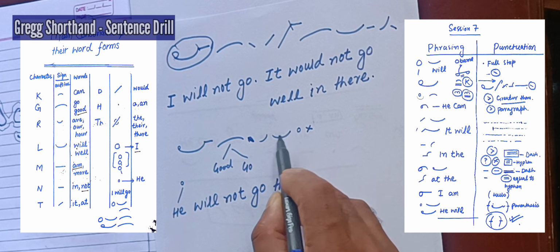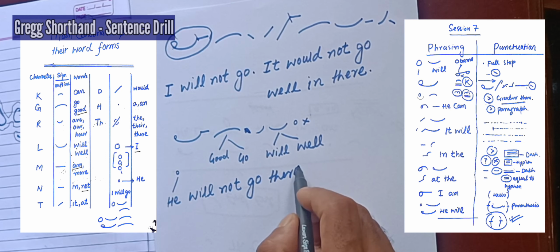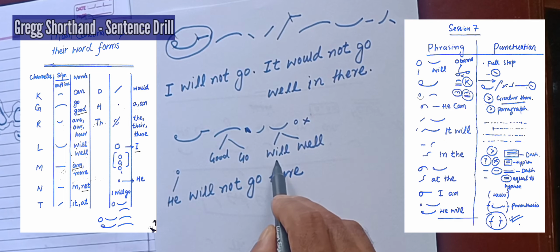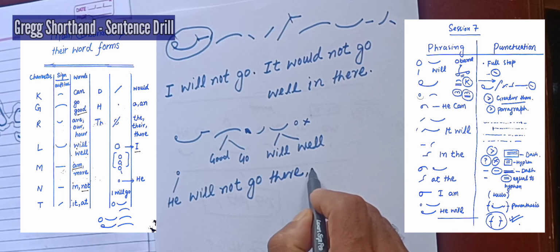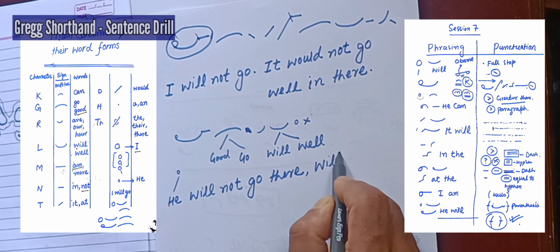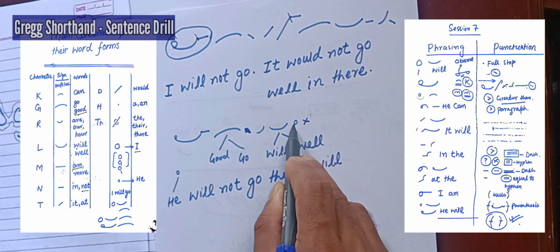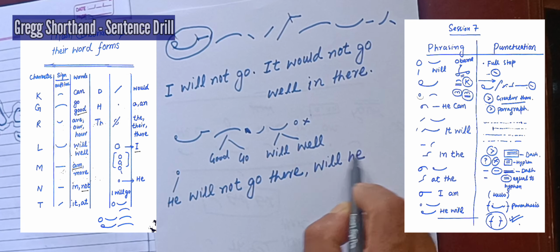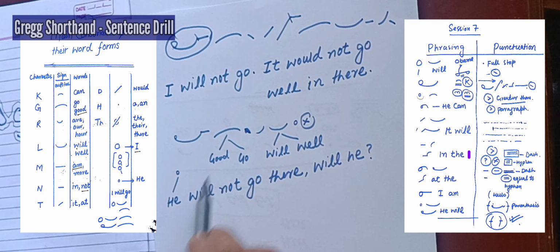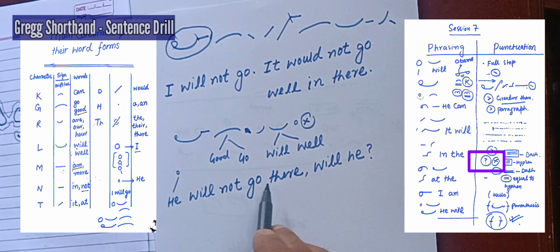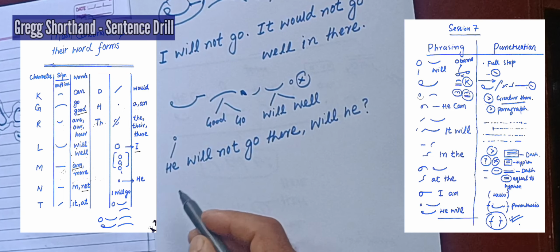Then what do we have? It's either will or well. Okay, so what should we choose from will or well? Obviously will. Then we have this small, if you remember this, what is this? This small o, this is he. Then we have question mark. This is question mark. So what's the sentence? He will not go there. Will he? Okay, now this makes sense.